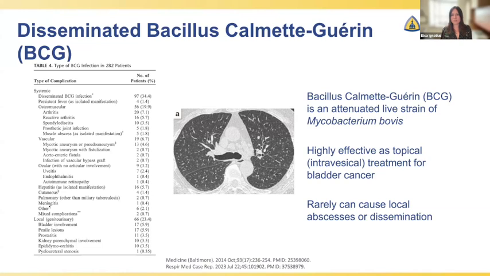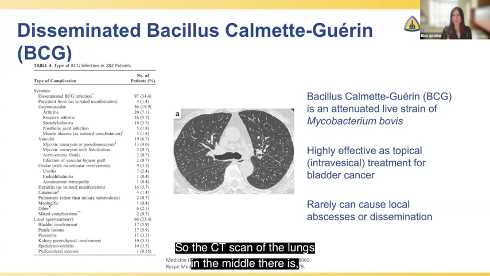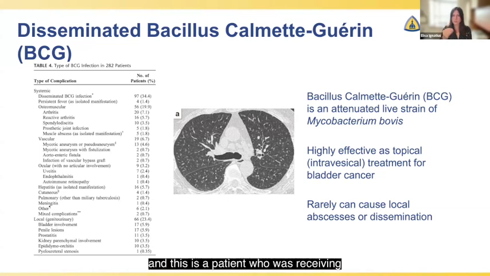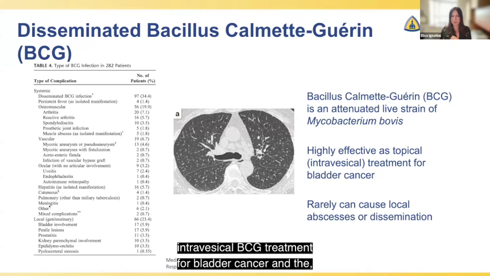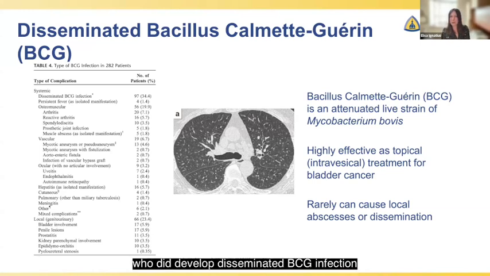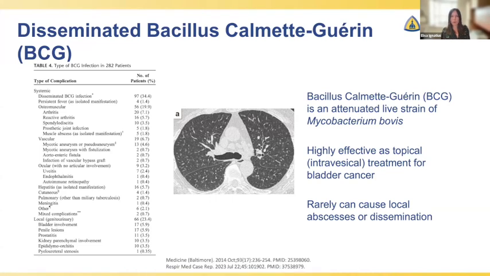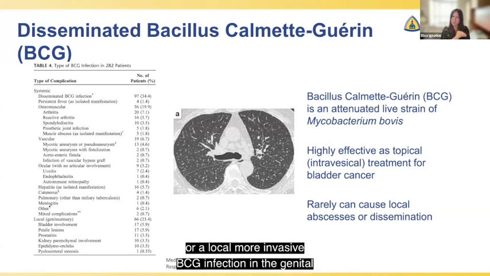and then it can also disseminate throughout the body and cause what we informally call BCGosis. So the CT scan of the lungs in the middle there, you can see throughout these very fine nodules, and this is a patient who was receiving intravesical BCG treatment for bladder cancer, and it spilled out of the bladder and into the bloodstream, ending up in the lungs. On the left-hand side is one case series of 282 patients who did develop this disseminated BCG infection, or a local, more invasive BCG infection in the genitourinary system. So just highlighting that there can really be all these different ways in which BCGosis can manifest.